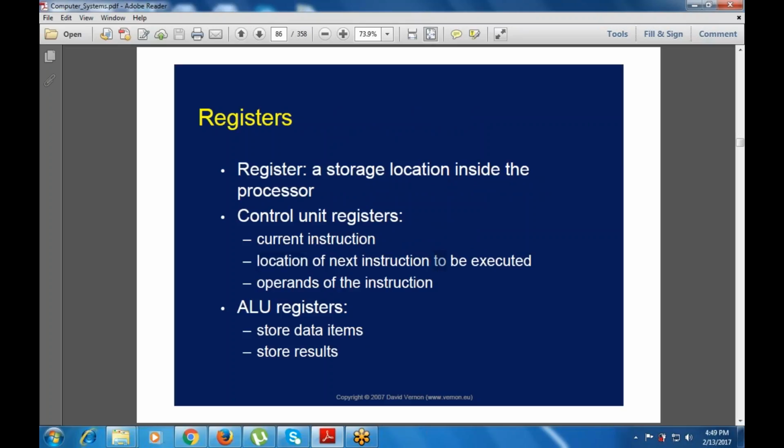Then operand, that means there are two concepts. One is the operator, one is the operand. Operands are the data on which the operation is performed. For example, A and B are the operands and the plus is the operator of the instruction. Then what are the various ALU registers that are used? One is used for storing the data items, whatever data item we want to store, then another stores the result.